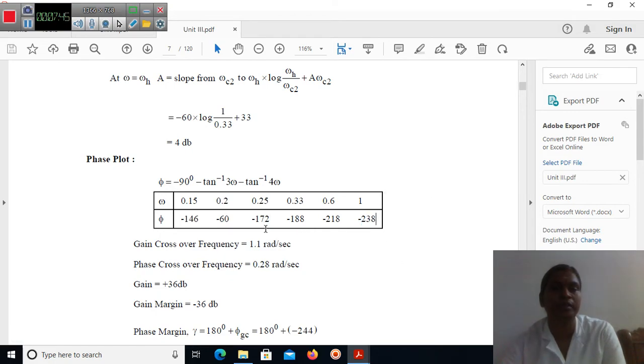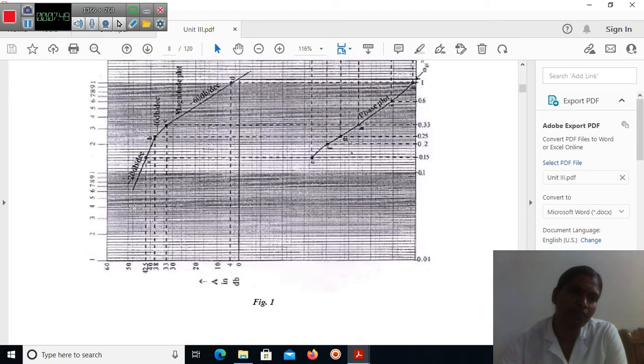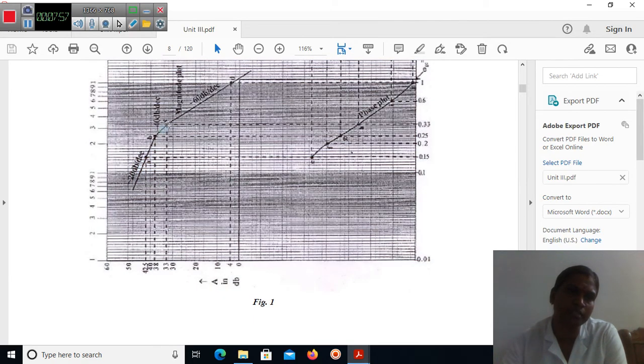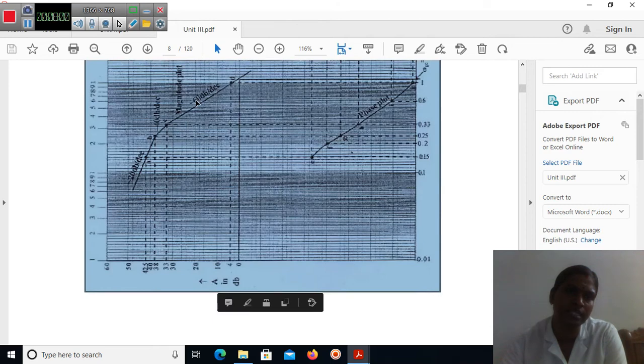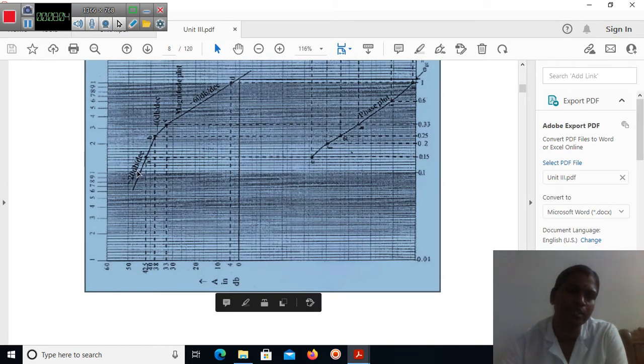Okay. Next, come to our graph. Here we have 20 dB. This is our minus 20 slope. It is the first slope, this is our second slope, and this is our third slope. Here the change in slope is minus 20, minus 40, minus 60. This is our slope.